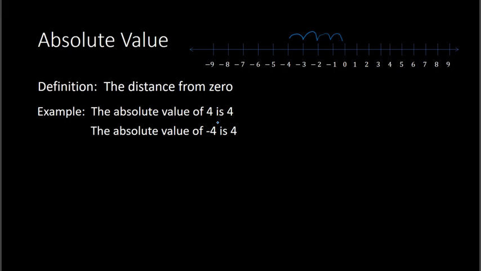Now in math notation, I can write this quicker instead of with words. I can use this notation. So for the first example, the absolute value of 4 can be written like this, with two vertical lines on either side of the number 4. For the next example, the absolute value of negative 4 would be the same thing, but with a negative 4 on the inside of the two vertical lines.